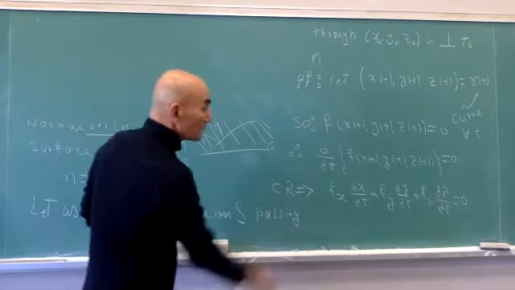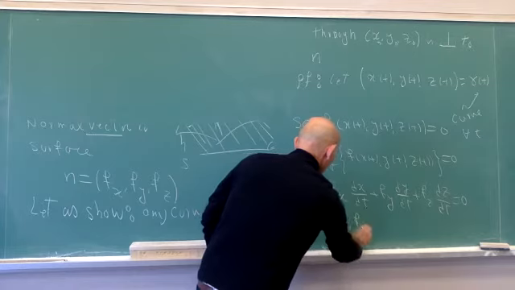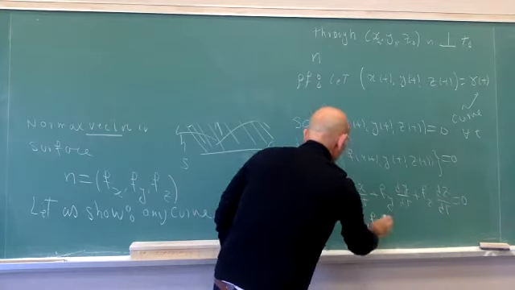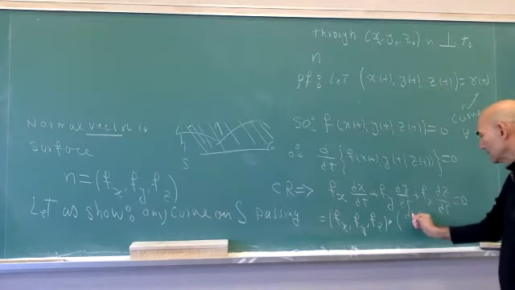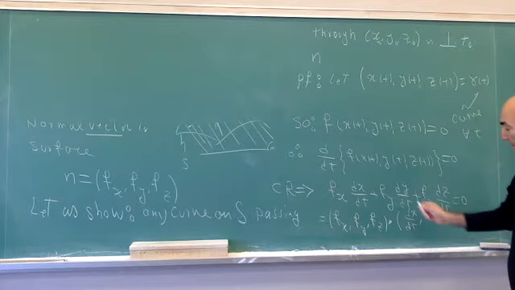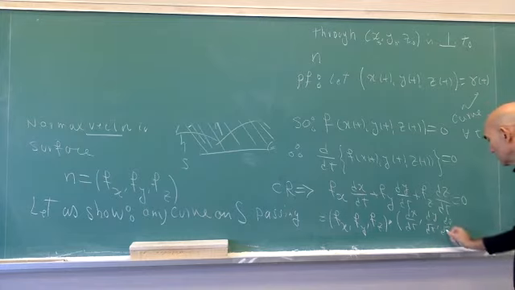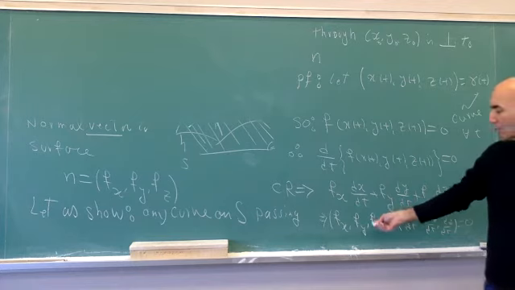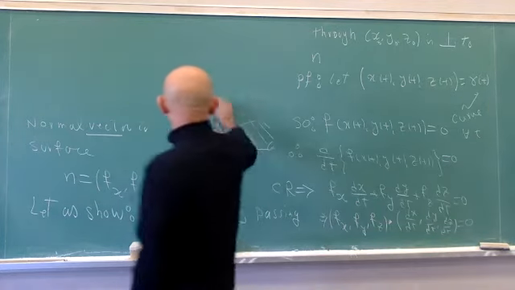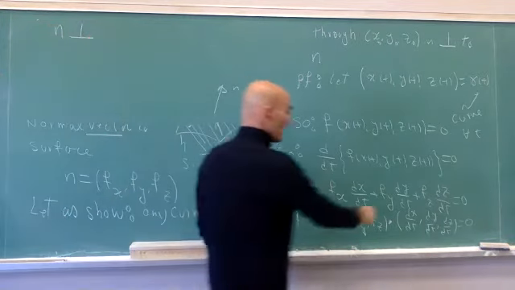So this is the inner product of two things, right? So this is equal to fx, fy, fz dot with dx/dt, dy/dt, and dz/dt. So we conclude that this is equal to 0, so it means that this normal vector n here is orthogonal to this vector dx/dt, dy/dt, dz/dt.